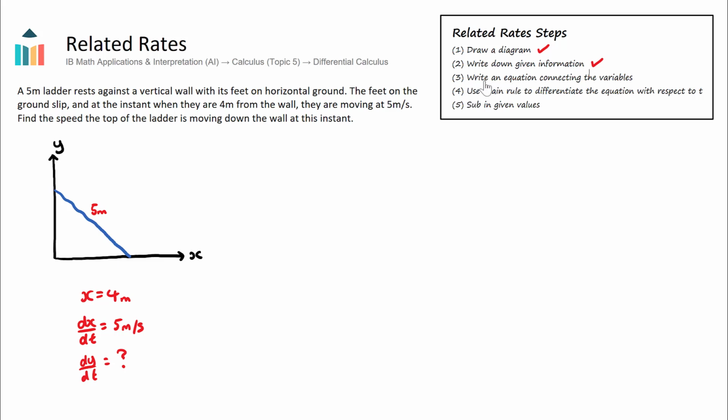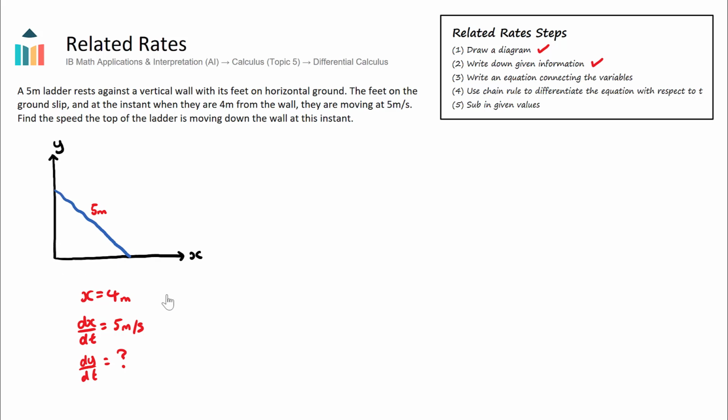Step 3, we want to write an equation connecting the variables, and the variables here are x and y. How do we write an equation that connects these? This is where you might need to use Pythagoras' theorem or similar triangles, or maybe the sine and cosine rule, one of our geometry formulas here to try and connect these two variables. In this example, it's pretty easy because we have a right-angled triangle, so we can use Pythagoras' theorem.